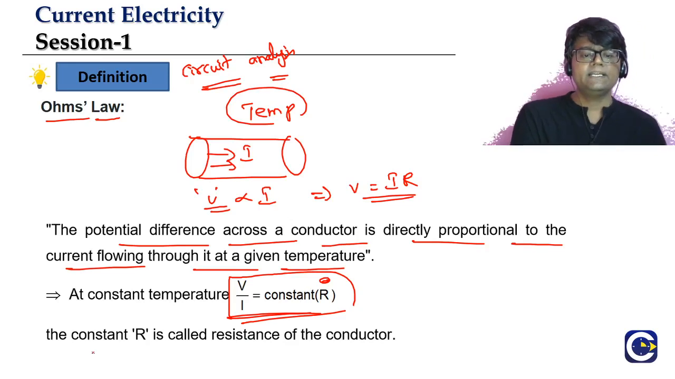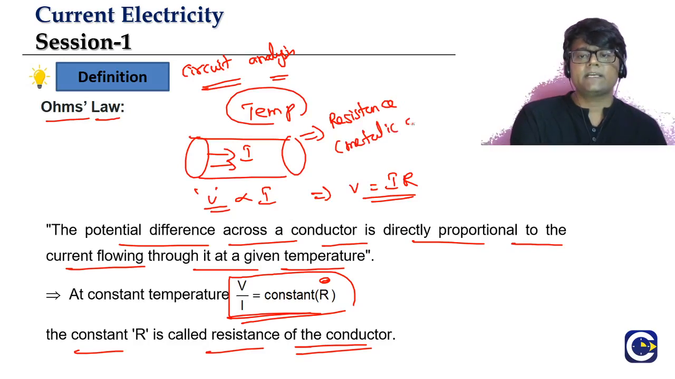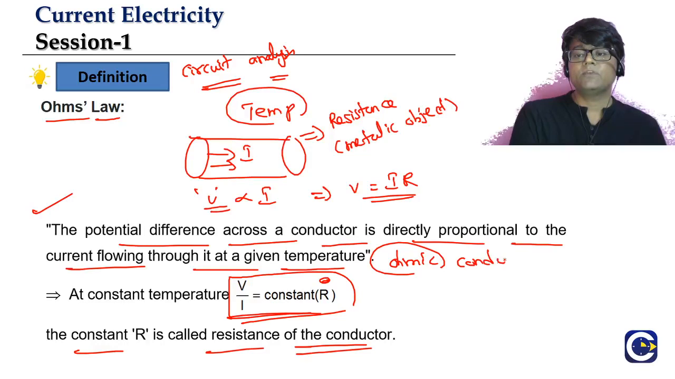What is this constant, guys? Resistance. Okay, and resistance is going to be a property of the metallic object. We'll talk about resistance in a little while, but what is it, guys? Resistance is a property of what? It is a property of the metallic object that we are considering. Okay, so whenever we have an object that satisfies this relation, you know what we'll be calling it as? We will be calling it as an ohmic conductor, or we can say ohmic resistor also, both.